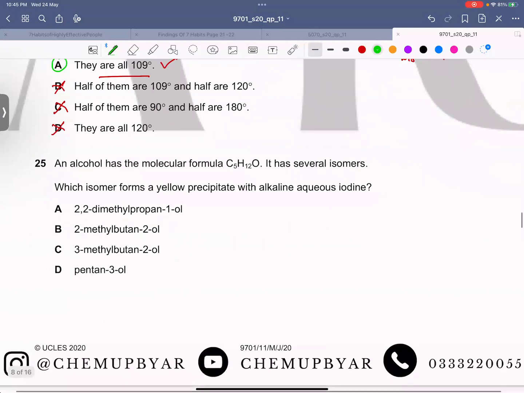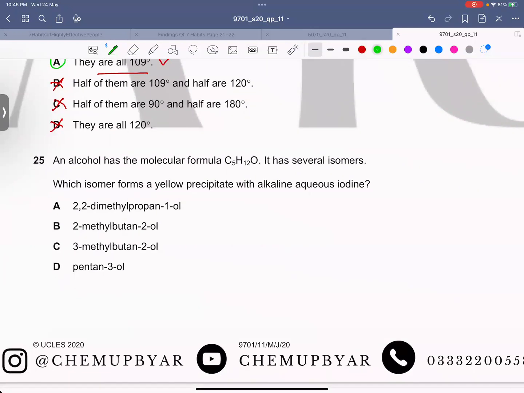Now, question number 25. An alcohol has the molecular formula C5H12O. It reacts with alkaline aqueous iodine. If you recall this test, this is the iodoform test.